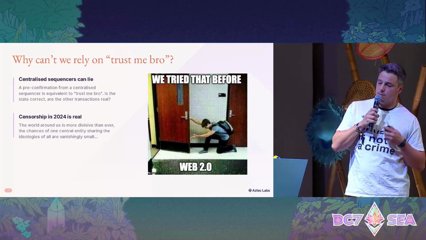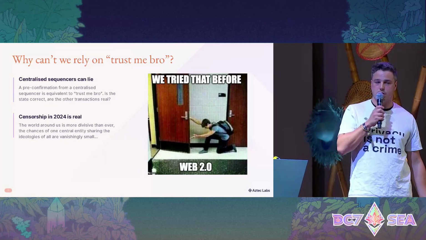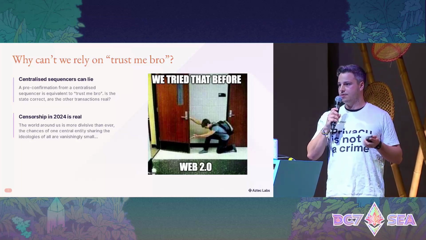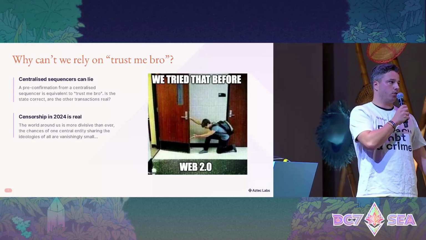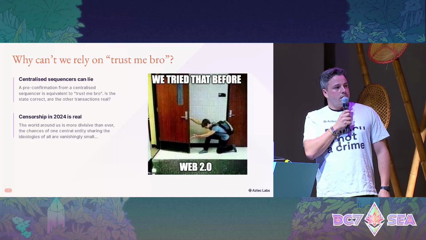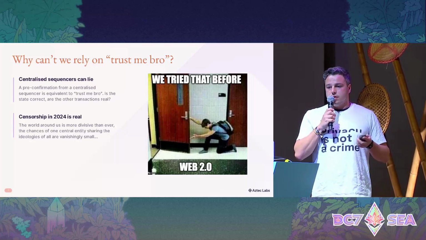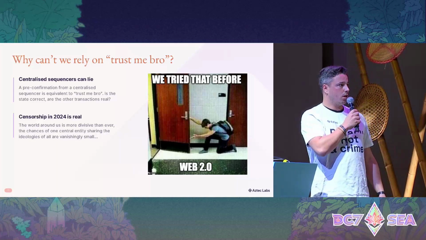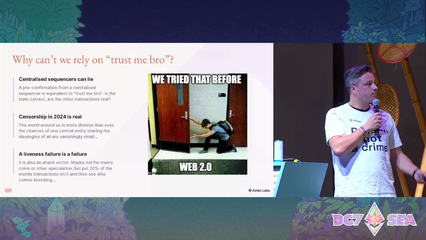As we start to get more and more usage and adoption of crypto, the chance of one central entity sharing the same beliefs of everyone in this room, or all of the transactions on the network, is vanishingly small. And so, as we start to get more interesting use cases, sequencers will start to prioritize one type of transaction over the other, and we can't have that.